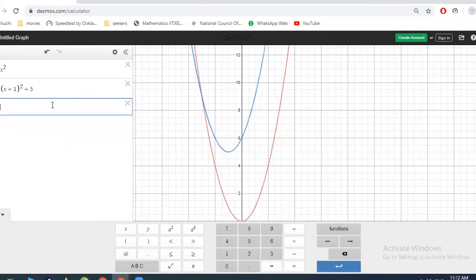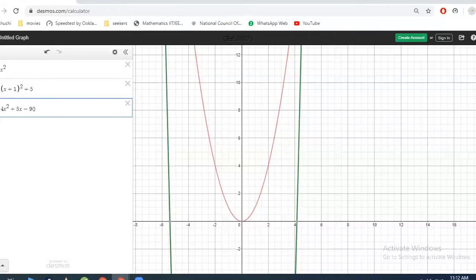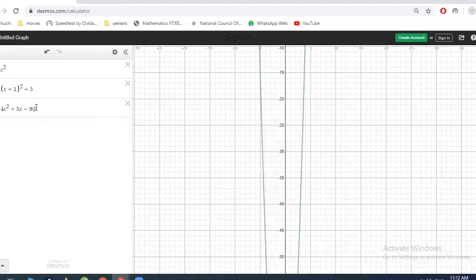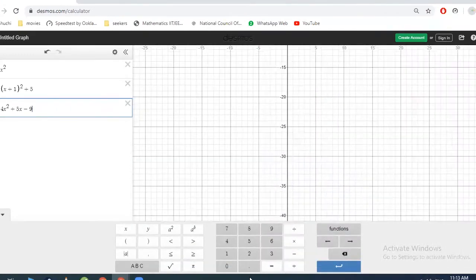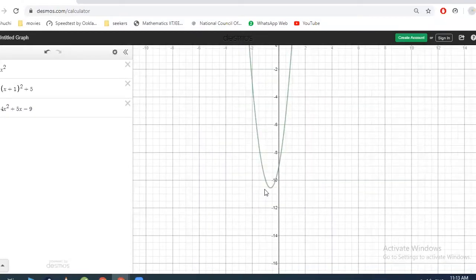Let's take anything else. Let's take 4 into x square plus 5x plus minus 90. Okay, let's remove the other two curves. Right now the coefficient of x square is 4. What kind of a shape should it get? 90 is very much. Let's take minus 9. Now again the coefficient of x square is 4, greater than 0. What kind of a curve should you get? Upward facing. Is it upward facing? Yes. What is the minimum point? This is the minimum point, at minus 0.625 and something.